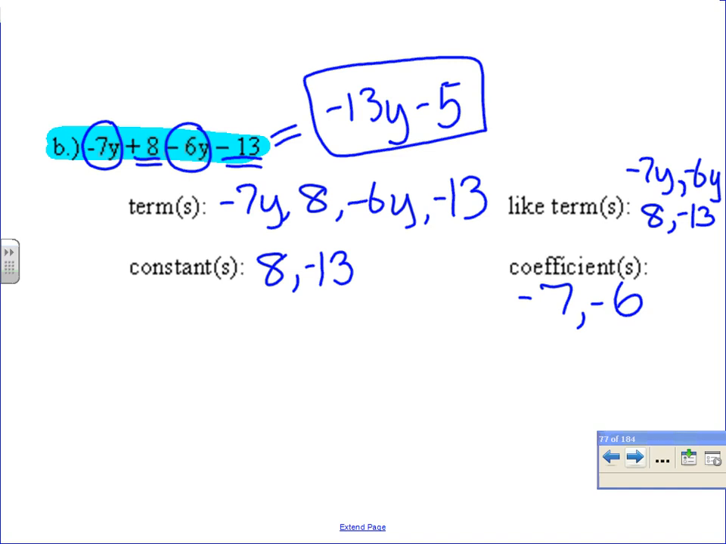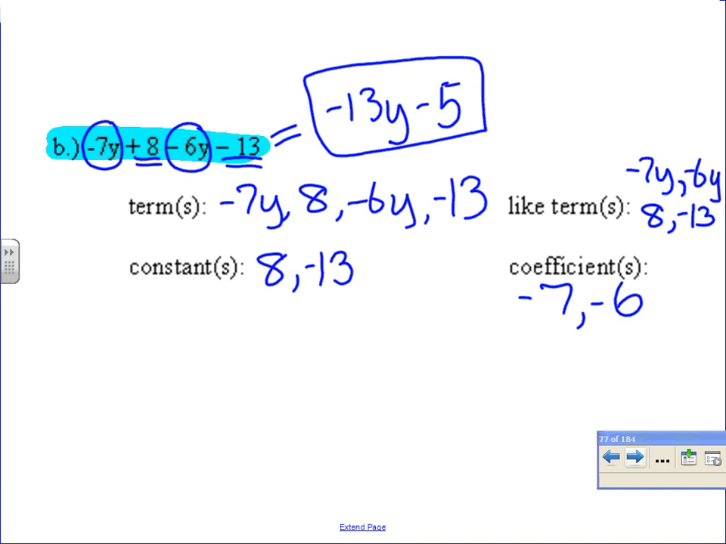So on this one, it was -7y minus 6y. You just follow the sign that's in front of it. This one was 8 minus 13. The signs are always going to be there for you. Those are not like terms. If you have -13y. Okay, here I'll say that again. So -7y, you do minus 6y. See the sign in front of it? That's how you know. Okay, 8 minus 13. You just look at the sign that's in front of the number.